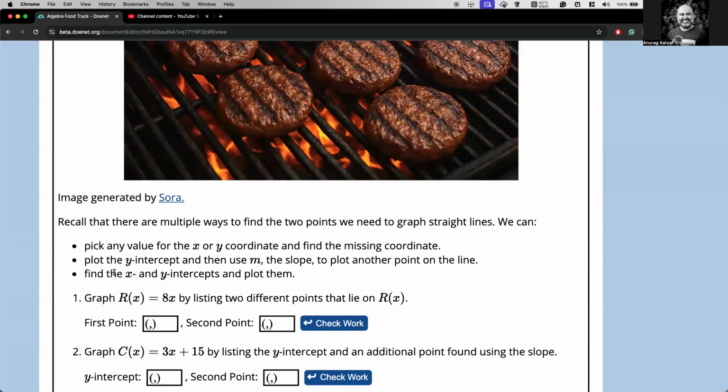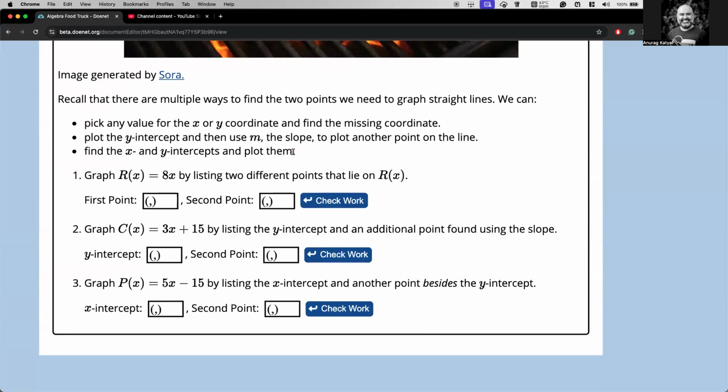Okay. This should look very familiar. What are the three ways we graph straight lines? We can find the intercepts. We can use rise over run and a y-intercept, or you can just find 2 points. So we need to graph 8x. I just need 2 points here. Nothing special about them. So give me 2 points that lie on this line.